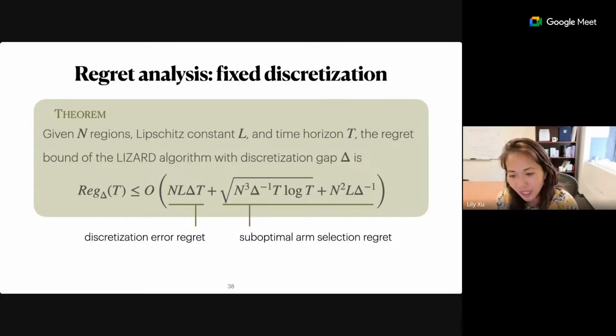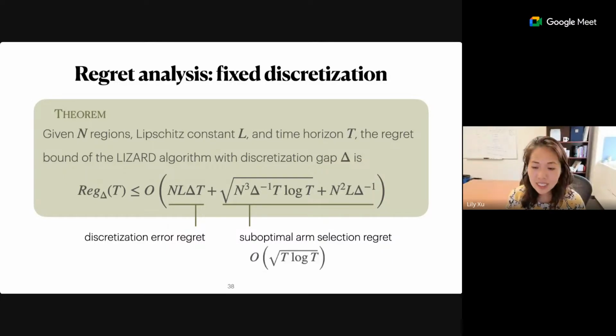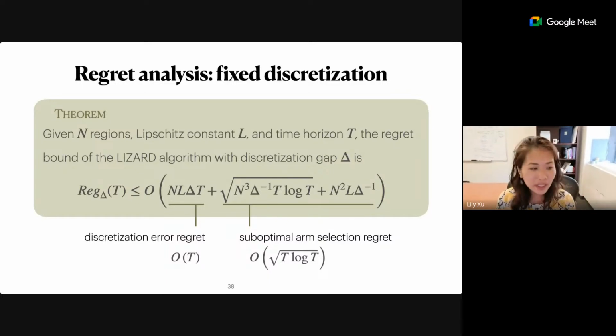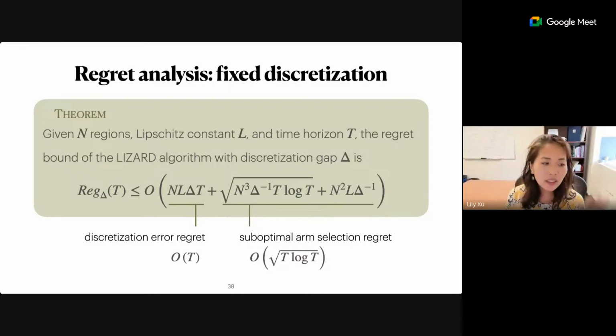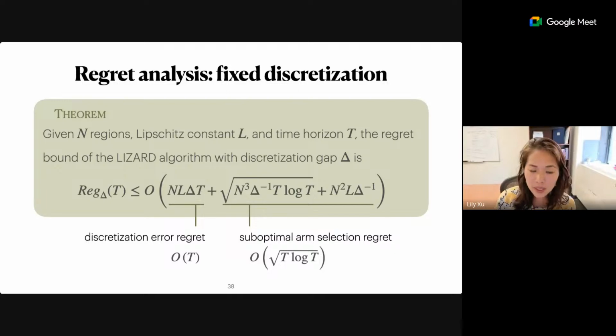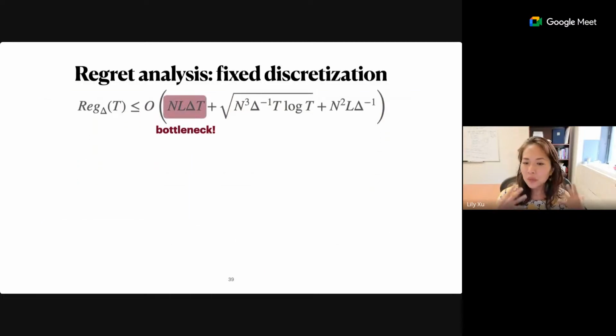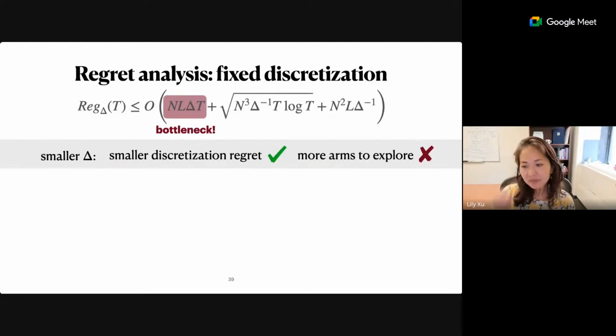And with multi-armed bandits, the time horizon T really dominates. So that's what we look at. And each of these terms: discretization error is effectively linear, O of T. And then the selection regret is sublinear, on the order of root T times log T. So really the discretization regret dominates. It's going to be bigger than the selection regret. So in order to do better, we want to see how to reduce this term.